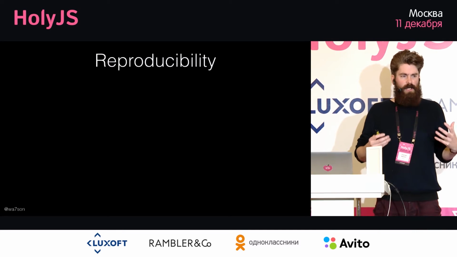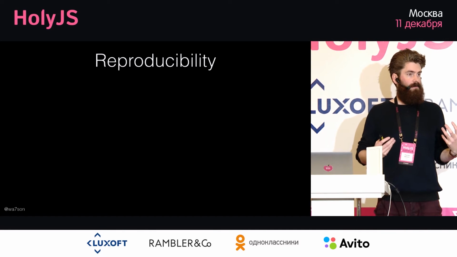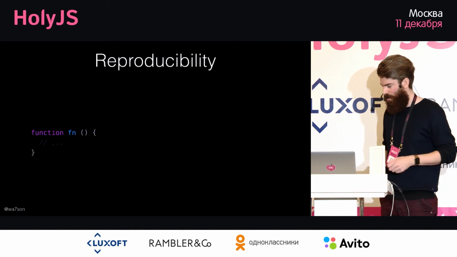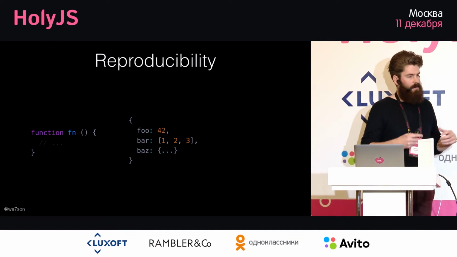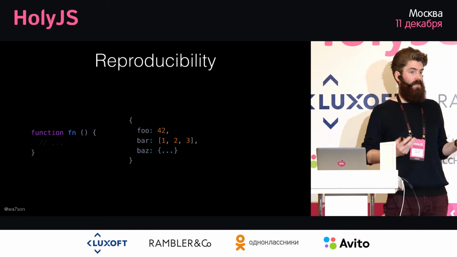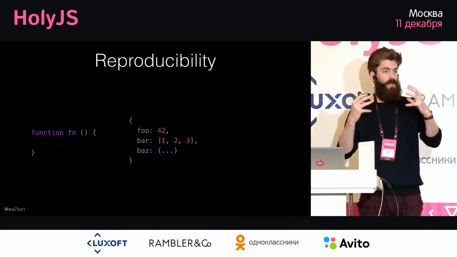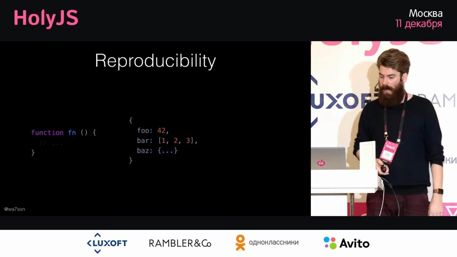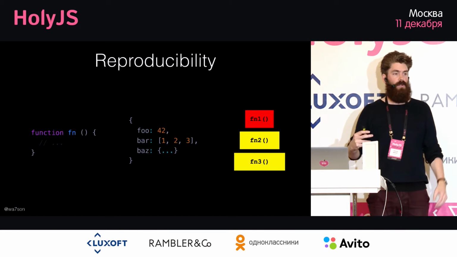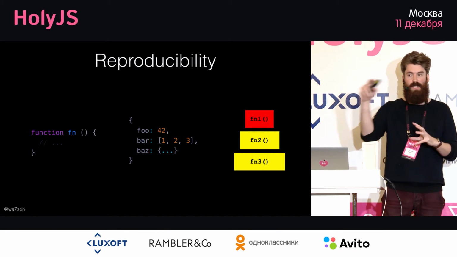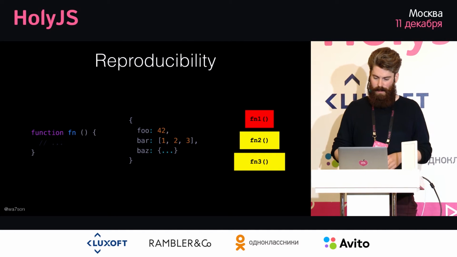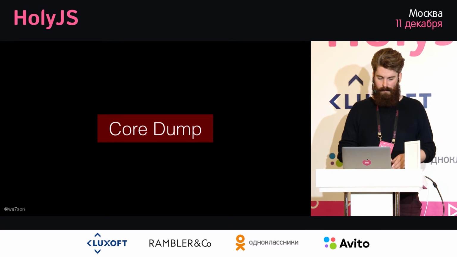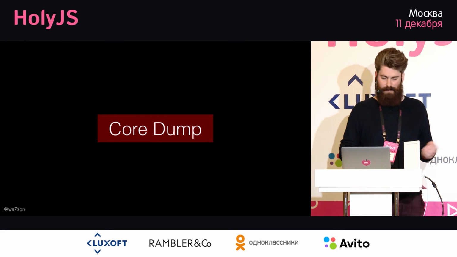What do we need to be able to reproduce this problem locally? We need, of course, to have access to the code. But we also need access to the state of the application when it was running and when it crashed. And then we also need access to the stack, so all the variables and the arguments passed to each function. That's called a core dump.